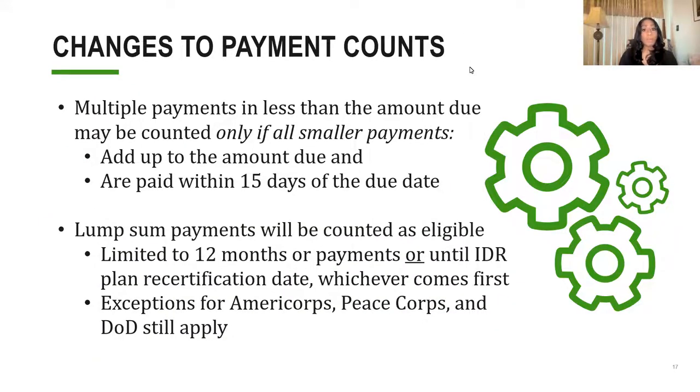So you can do multiple payments in 1 month and have that count as long as it adds up to the amount due and it's paid within 15 days of the due date. So if my payment is $100 for the month and is due on the 15th and I pay $50 on the 5th and the other 50 on the 15th, I've met my obligation and that month counts towards the 120.